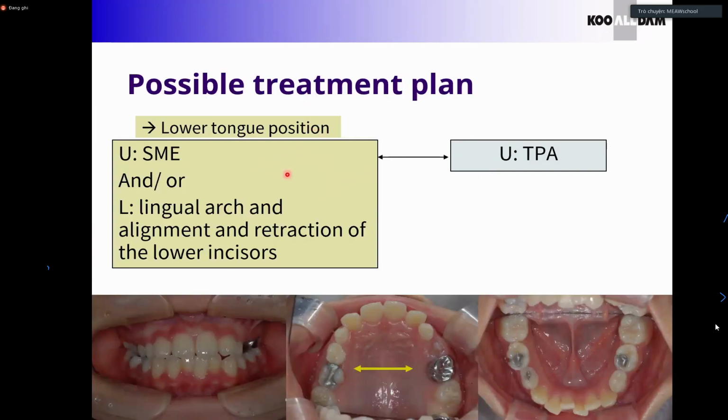For this patient, there are two options. One is upper slow maxillary expansion. And also somebody may use, in the lower arch, a lingual arch, and alignment and retraction of the lower incisor. In Myo, we emphasize the tongue position, especially in class 3 and open bite malocclusion. If we use SME, I think it may cause a lower tongue position.